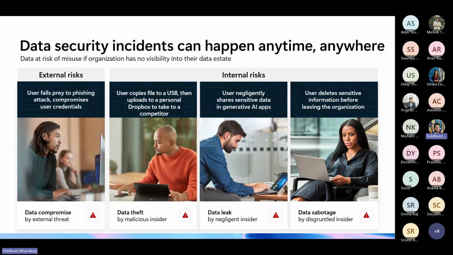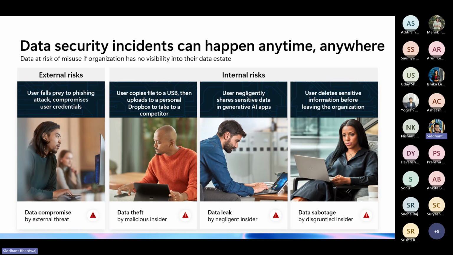From copying data onto a USB to uploading data into personal drives, right? From sharing sensitive data in generative AI applications, deleting any sensitive data within the organization before someone leaves, or unintentionally deleting such data. So all of these comprise unintentional and insider risks, right? Now, within insider risks, how do you control them?